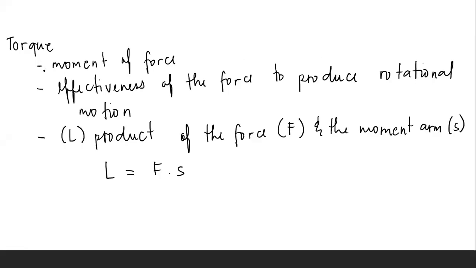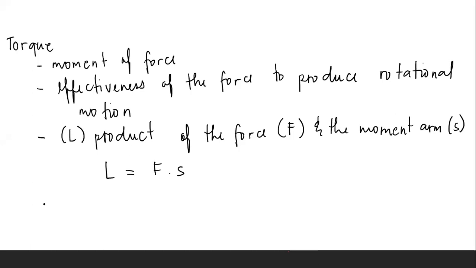Now for the torque, we have the moment of force, the effectiveness of the force to produce rotational motion. The torque is the product of the force and the moment arm, where L is equal to F times S. Now, for the second condition of equilibrium, the vector sum of the torques acting on a body is 0.